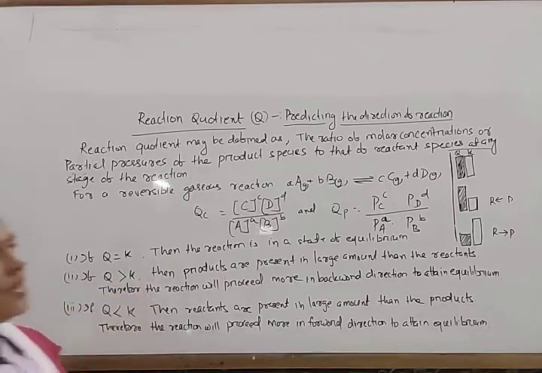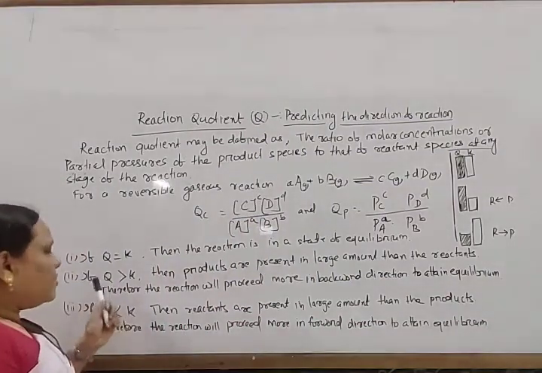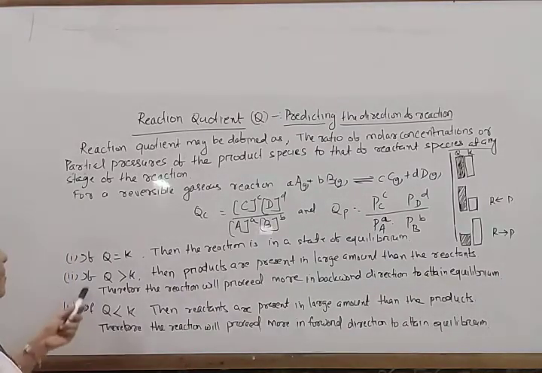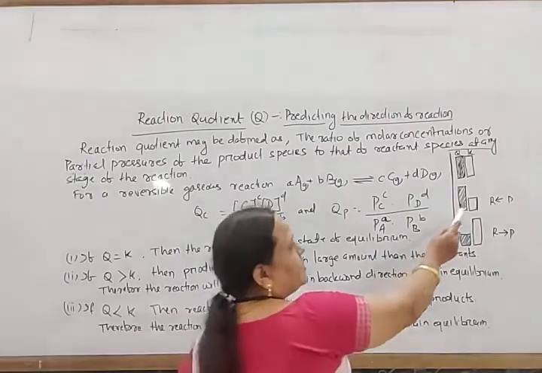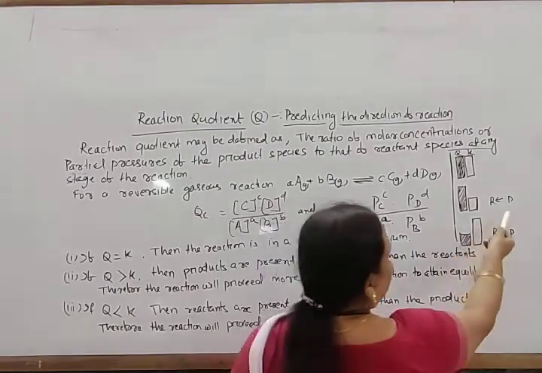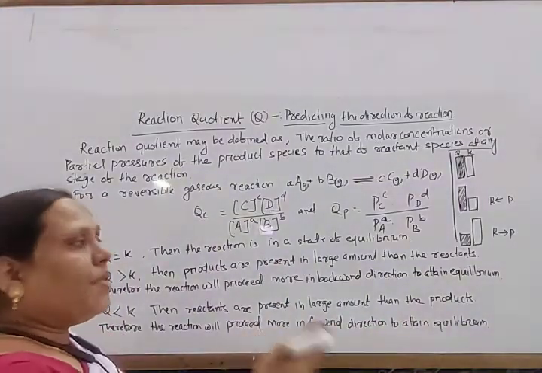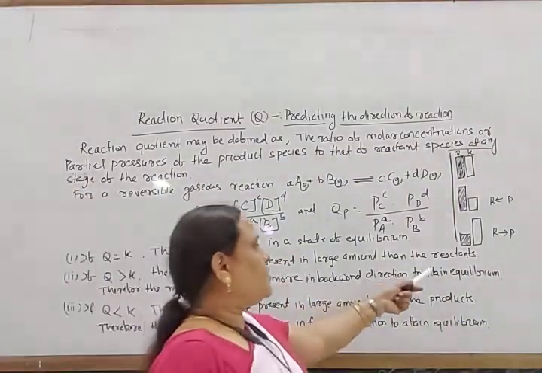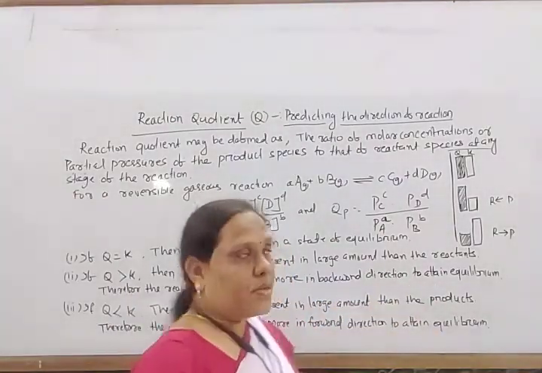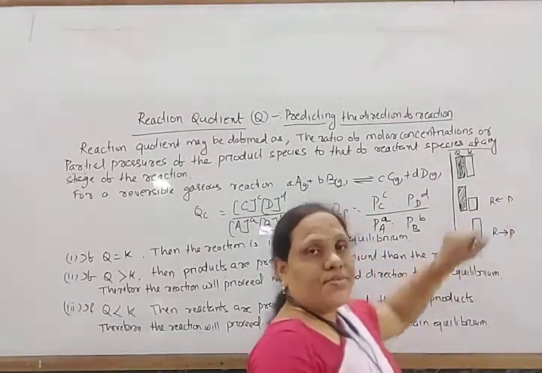If Q is equal to K, then the reaction is at equilibrium, so there is no change in concentration of the reactant and product with respect to time. If Q is greater than K, then to achieve equilibrium, the product will be converted back into the reactant. The reaction will move backwards. Therefore, the reaction will proceed more in the backward direction to attain equilibrium. So to attain equilibrium, the product amount will be less, and the product will move towards the reactant.